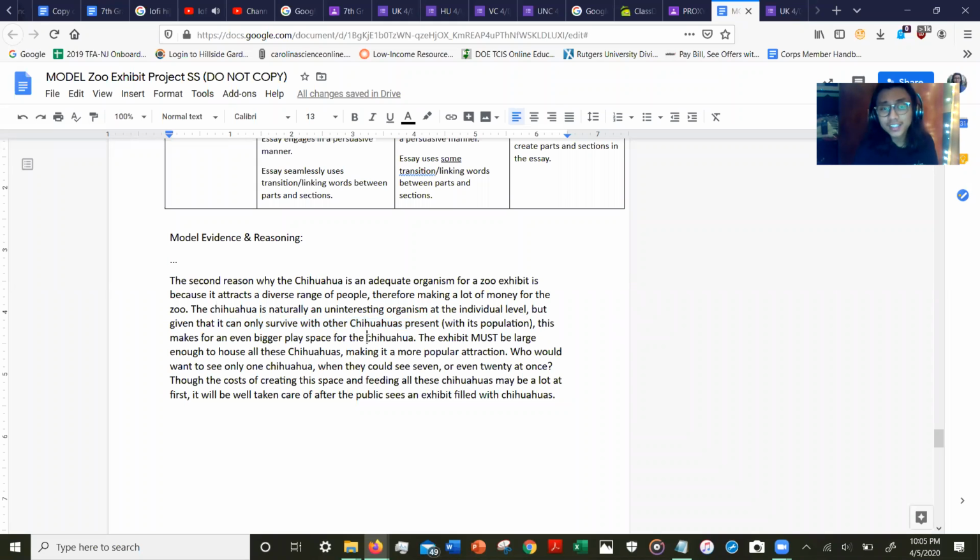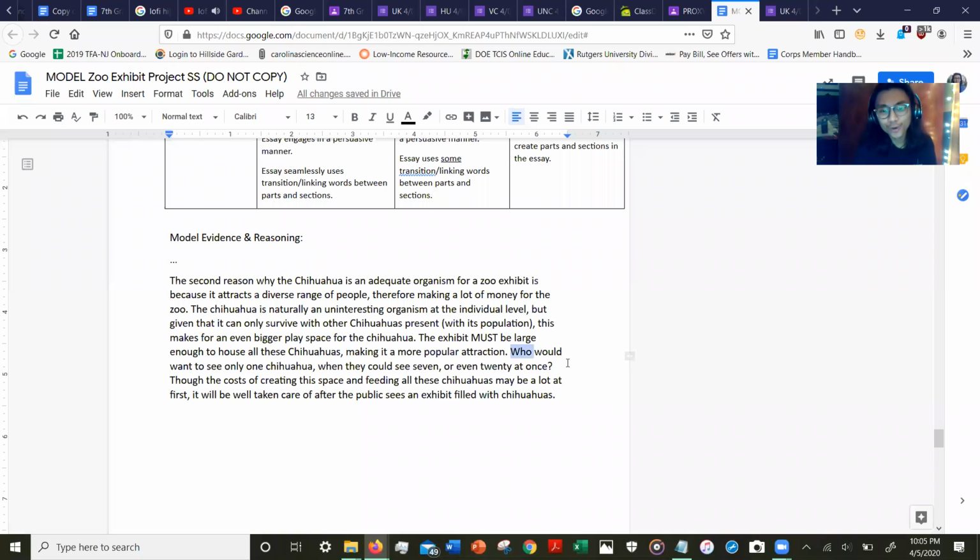I then state some more evidence that's related to this, which is my engineering problem. The zoo exhibit must be large for the Chihuahua. It has to be to house all the Chihuahuas. It just has to be. That's the engineering problem in this model. But then I make it an argument because there are so many Chihuahuas, that means that it will attract more customers, therefore making more money.